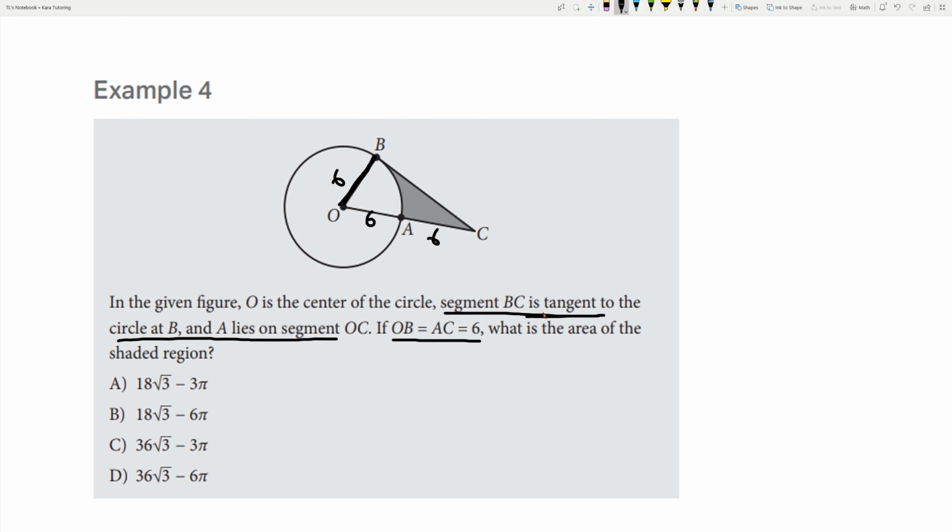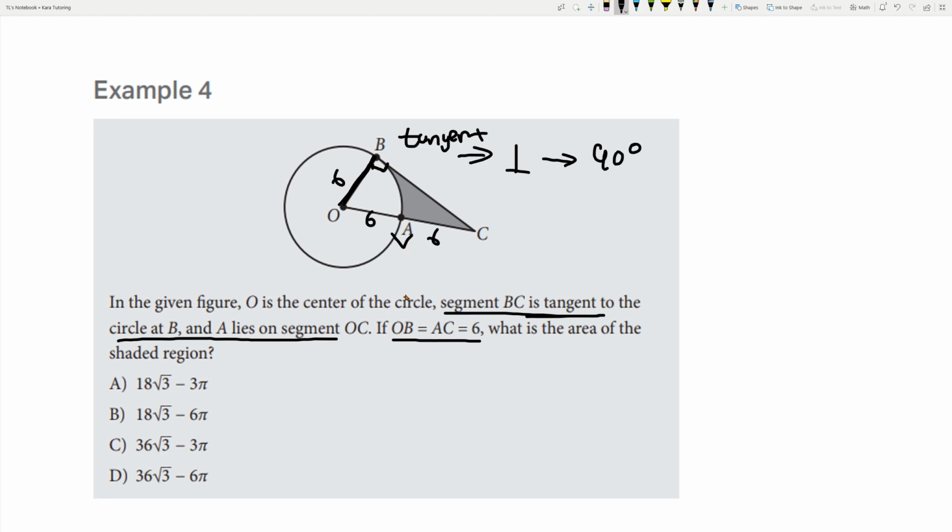Next, what we have to mark is that segment BC is tangent. So we draw a right box, or a square box, to indicate that not only is it perpendicular, but it is also a right angle. So whenever you hear the word tangent, think of perpendicular lines and think of 90-degree angles. So now we pretty much have everything set up.